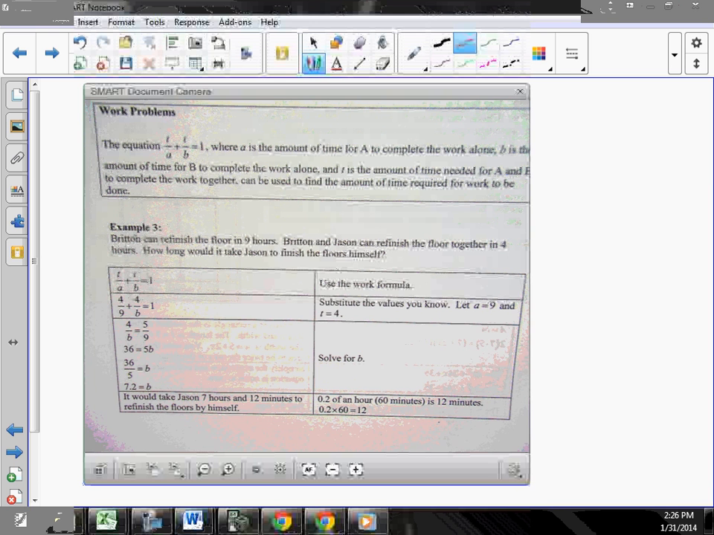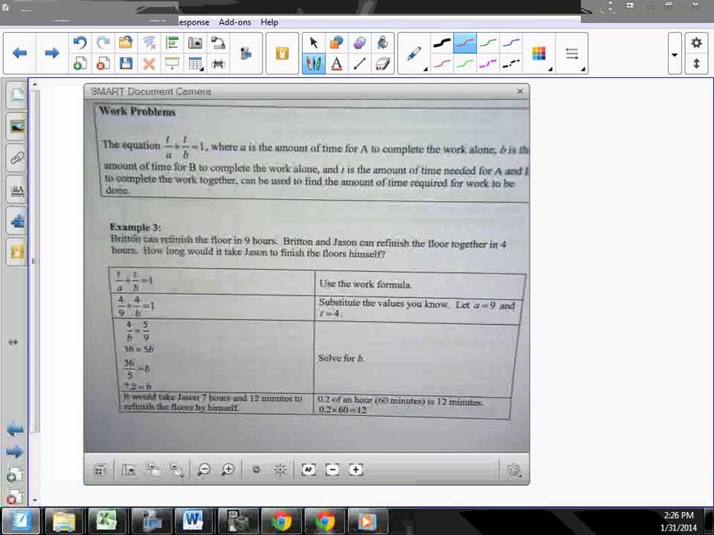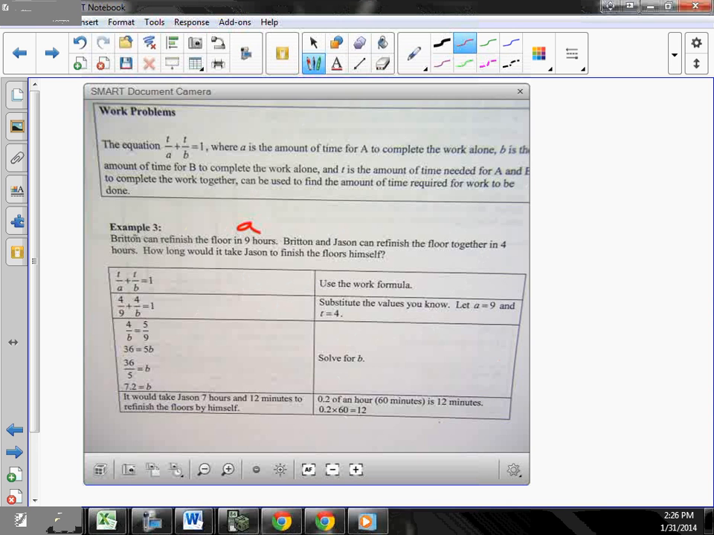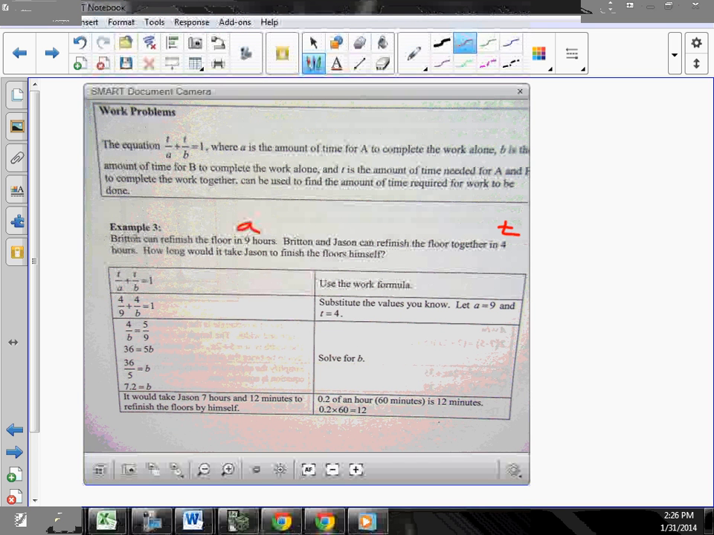So Britain, I don't know where they get these names. Britain can refinish the floor in 9 hours. So that would be A. He can do one job in 9 hours. Britain and Jason can finish the floor together in 4 hours. So that would be T. How long would it take Jason to finish the floors himself?